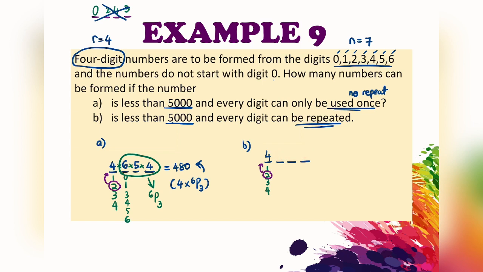Now what will be the remaining digits to be written in these 3 boxes? We have a total of 7 digits, so these 3 boxes will be 7 to the power of 3. We still have 7 possibilities of digits for each box. So we can write our answer as 4 multiplied by 7 to the power of 3, and the result is 1372.